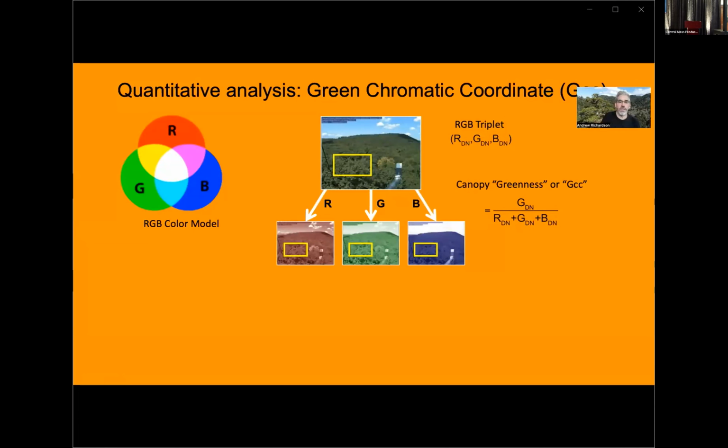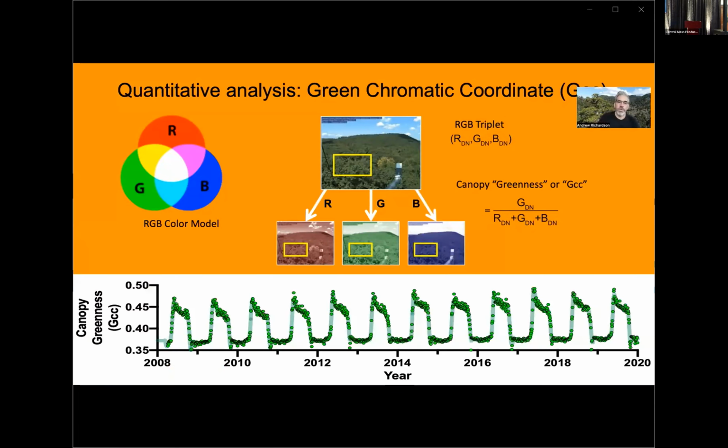And our preferred metric is the green chromatic coordinate, or GCC, which is basically just the ratio of the intensity of the green channel to the sum of the red, green, and blue channels. And the graph here across the bottom just shows a dozen years of canopy GCC data derived from imagery from the Harvard Forest PhenoCam that I first set up in 2008.